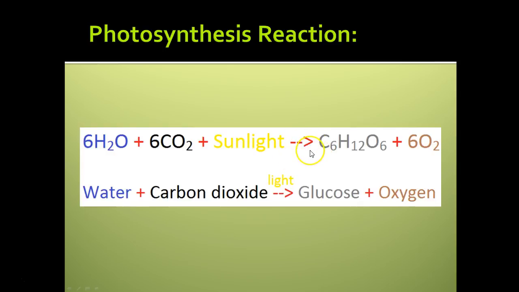Then to the right of the arrow, whenever you see an arrow in a chemical equation, it means yields or produces. So the plant uses water, carbon dioxide, and sunlight to yield or produce glucose, and this is the chemical formula for glucose, plus oxygen atoms. On the right of the arrow, these are the products. This is what comes out of the photosynthesis reaction. To the left of the arrow, these are the reactants, what goes in. These are what the plant uses.